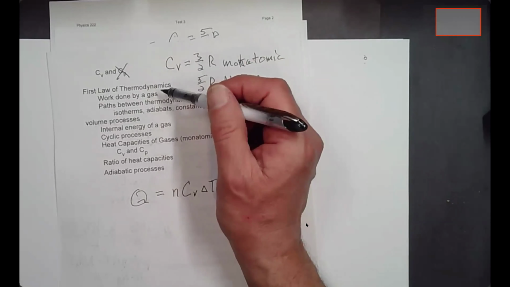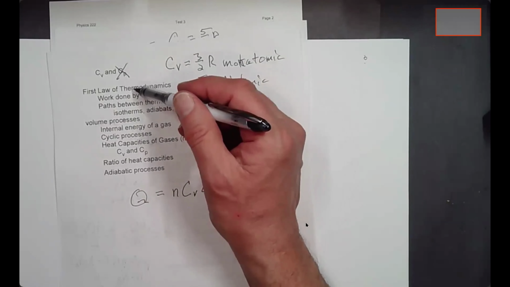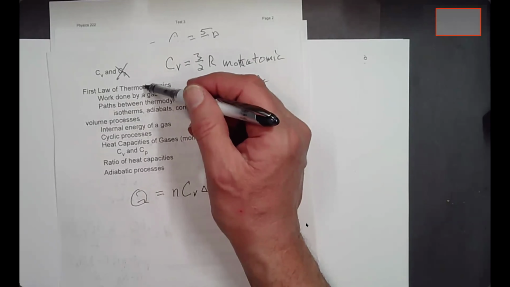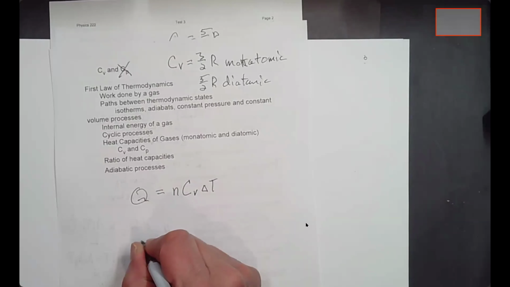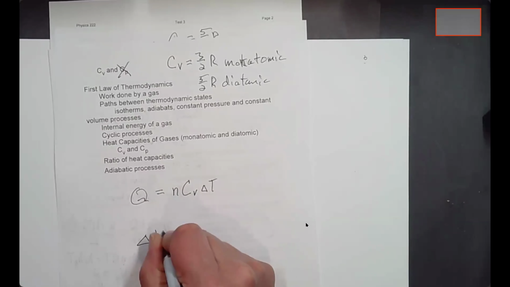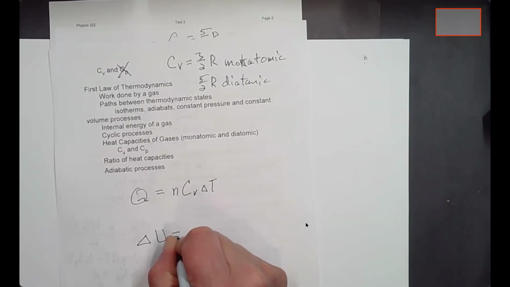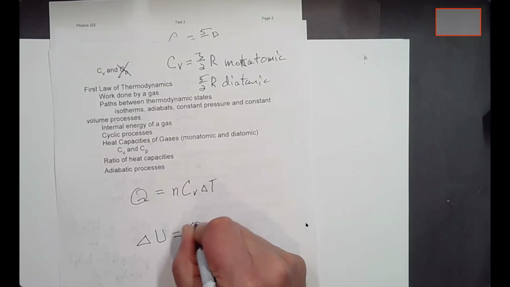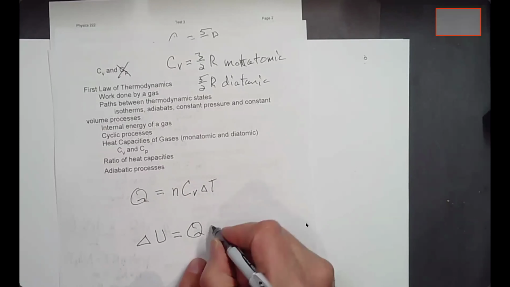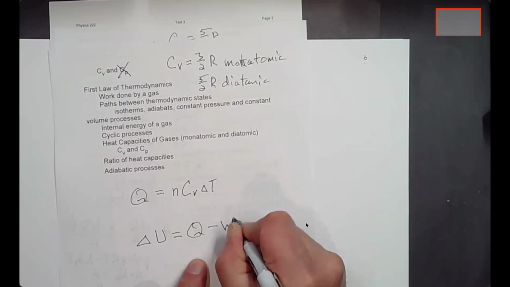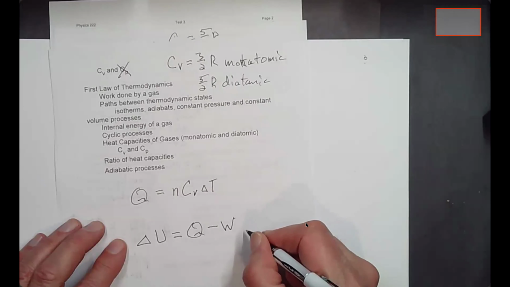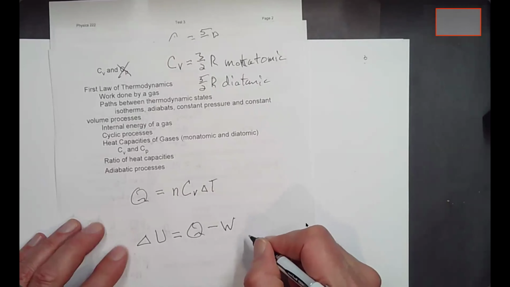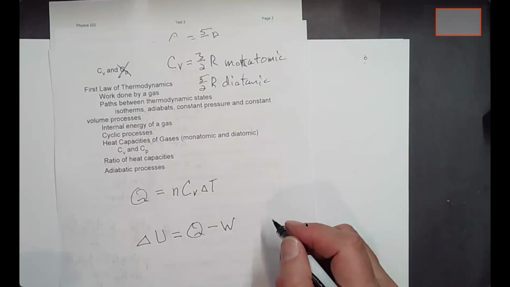And then we barely introduced the first law of thermodynamics and the work done by a gas. First law of thermodynamics is that the change in internal energy of a gas in any process is the heat flow into it minus the work that's done by the gas. And this is just a statement of conservation of energy. And that's all it happens to be.